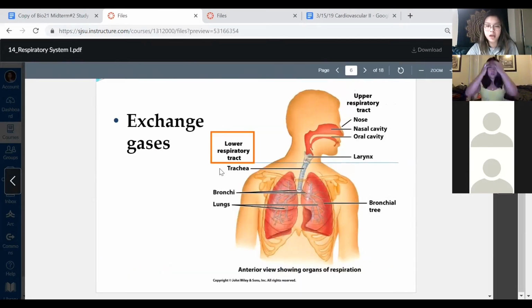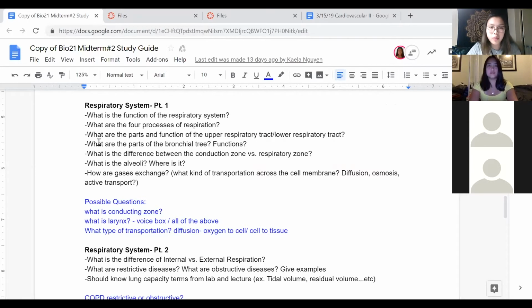So trachea, bronchi, lungs, bronchial trees. That is where gas exchange happens, specifically in your lungs. So what are the parts of the bronchial tree and what are the functions?